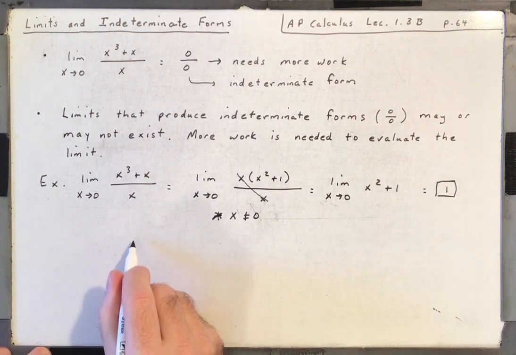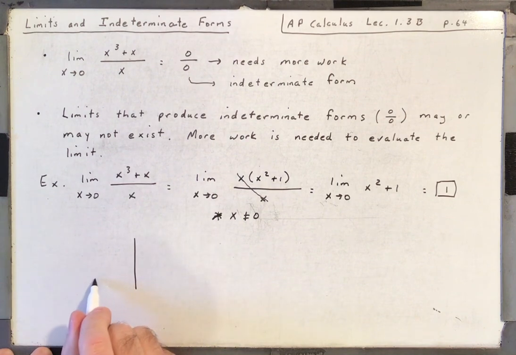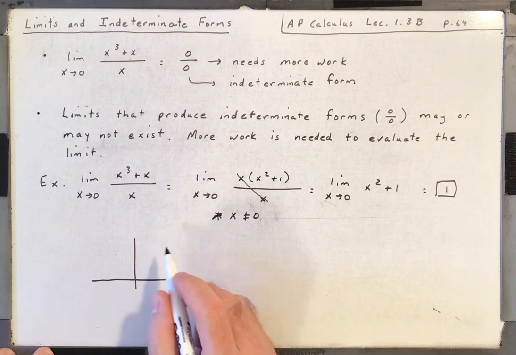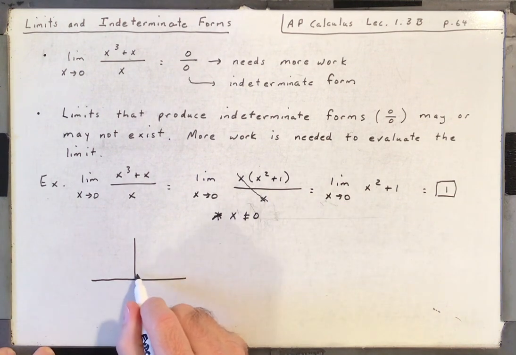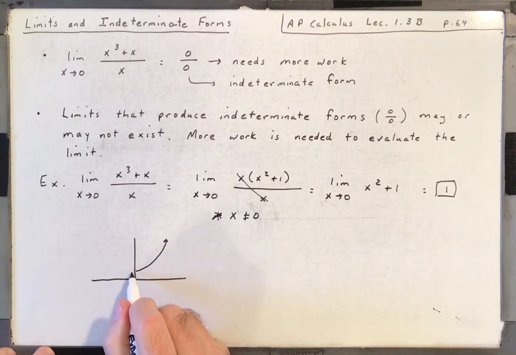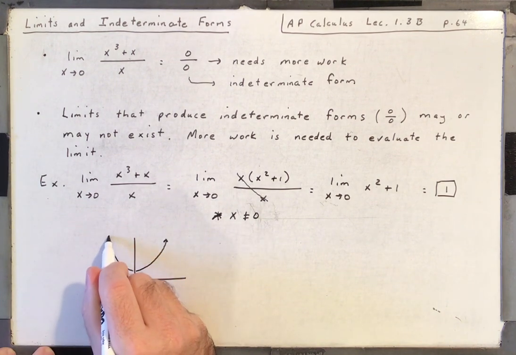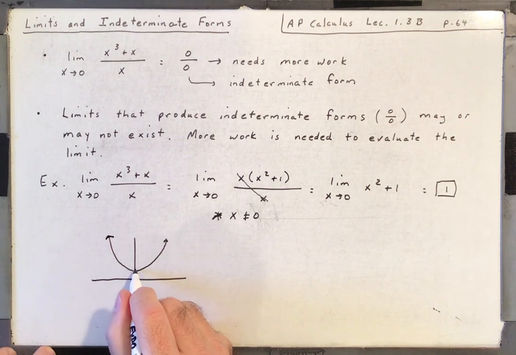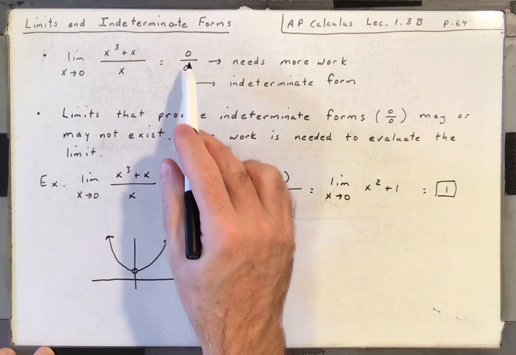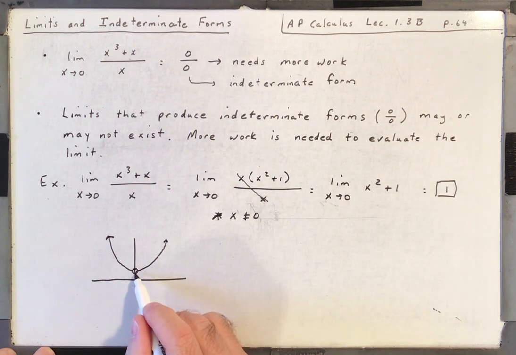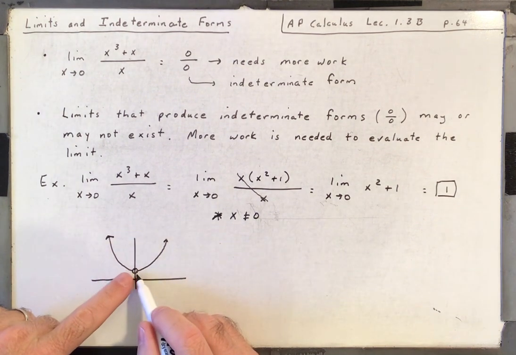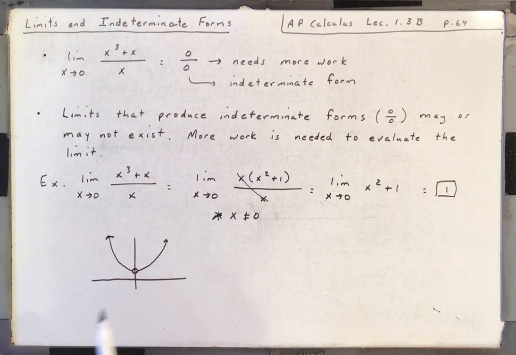So if I were to draw this function, what it looks like is a parabola. X squared plus 1 is a parabola with a vertex at y equals 1, but it has a hole right here. That's why we got a 0 over 0, because it's undefined at x equals 0. However, we can take the limit of this and get an answer of 1.